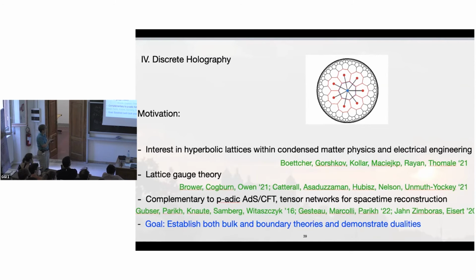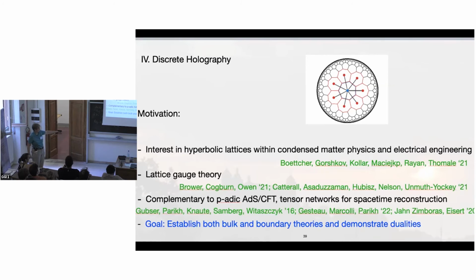Another direction of interest is lattice gauge theory. There are lattice gauge theorists like Richard Brower who actually perform a lattice gauge theory analysis of these types of hyperbolic lattices. And also within AdS/CFT, there's this very nice story of the p-adic AdS/CFT correspondence, which was first proposed by Steve Gubser. And then there's a lot of connection to tensor networks and space-time reconstruction. Mathematicians are also interested in this.